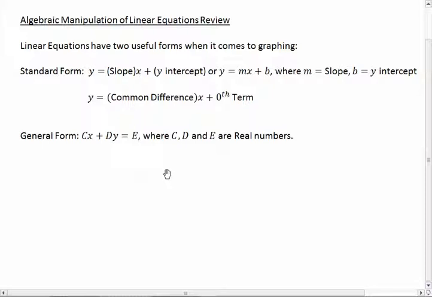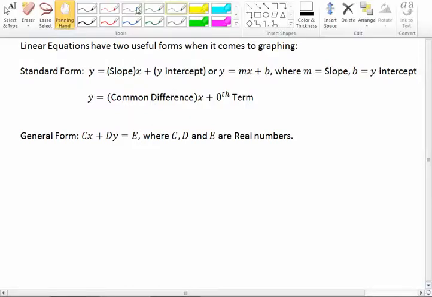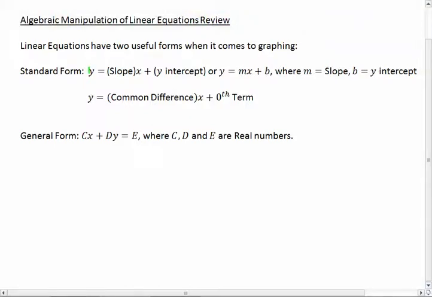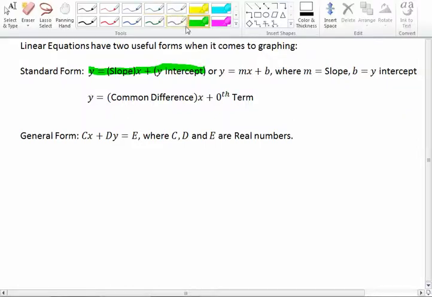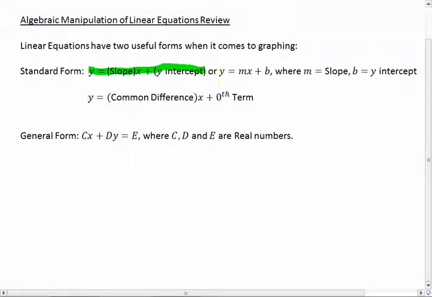We got algebraic manipulation of linear equations review. So, linear equations have two useful forms when it comes to graphing. There's standard form, and this has a few different ways of writing it. So it's y equals the slope times x plus the y-intercept. So I'll put this in kind of one color just so it's easy to see. Okay. Another way to write this is y equals mx plus b. This is our formula, where m is equal to slope, b equals y-intercept.